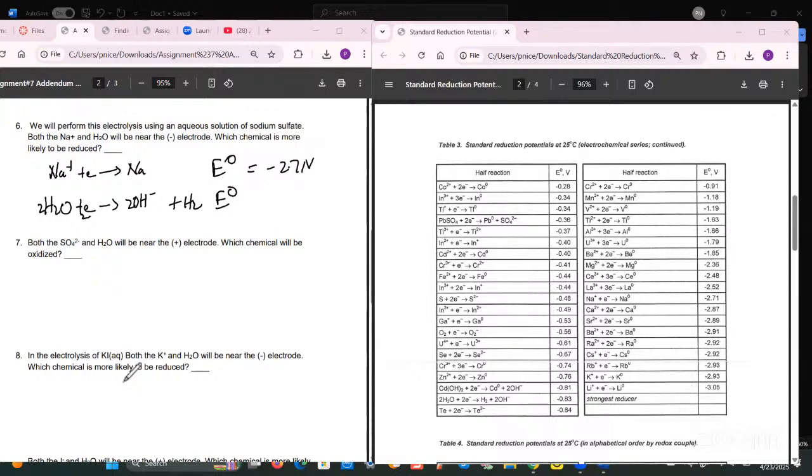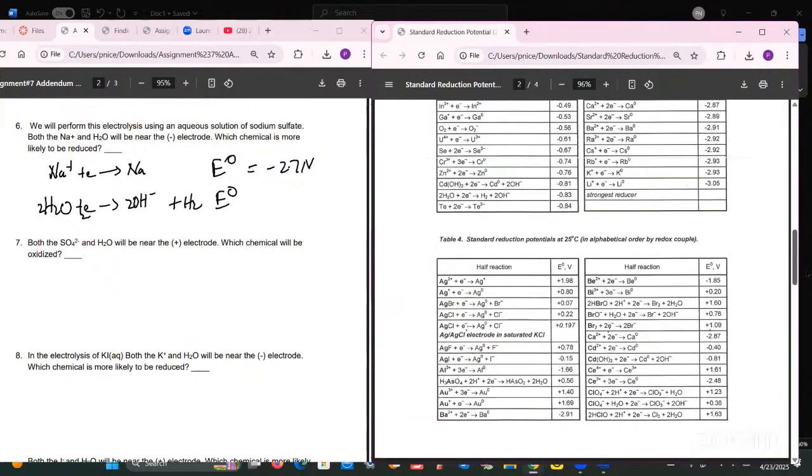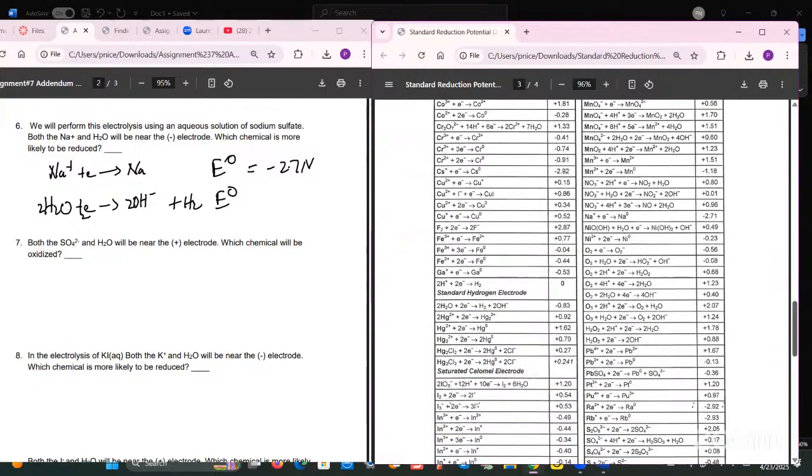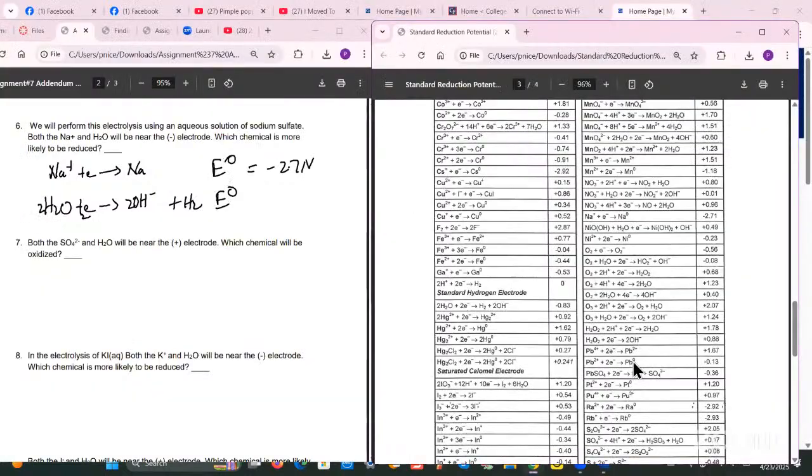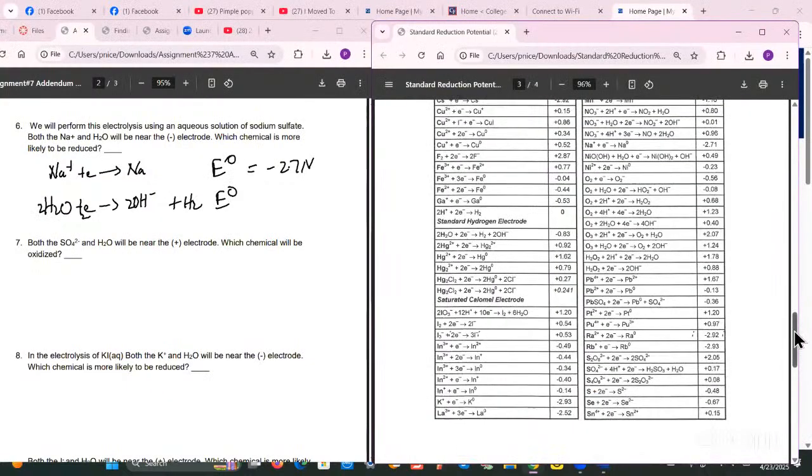Then I look for the same value in the case of the reduction of water. So I have to look for that equation here. Okay, reduction of water. Oh, here it is. So the EMF for the reduction of water is minus 0.83 volts, right? So what we do is compare these two and ask ourselves the question, which one is of a higher value?